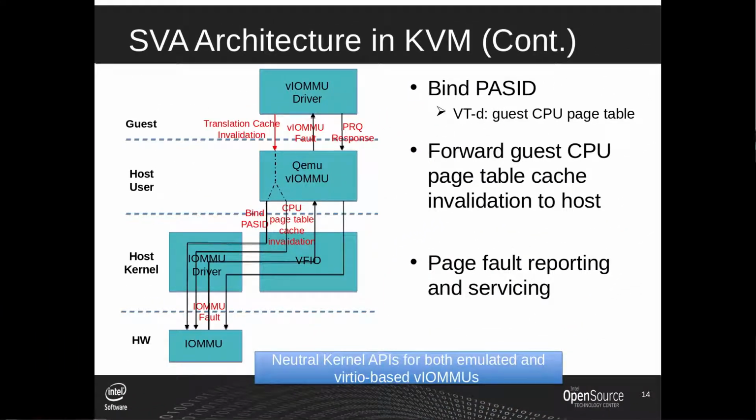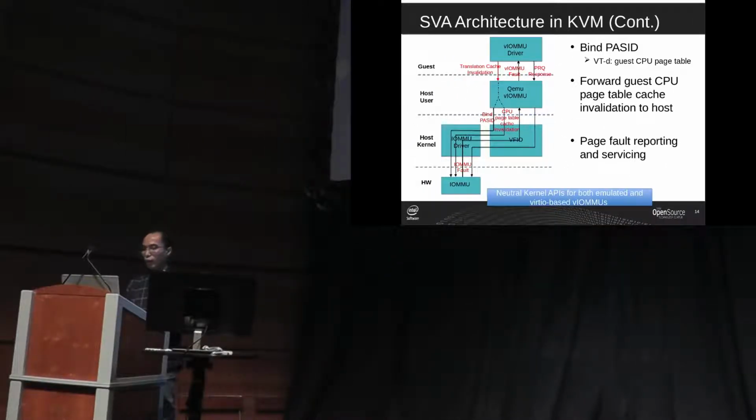Okay, so you may notice that there are some APIs between the kernel IOMMU driver and the VFIO. Actually, as I mentioned, we have no specific requirements for the virtual IOMMU implementation. It can be either emulated or virtio-based. So our API will also be common for both implementations. And my colleague Jacob will mention more about such convergence between different implementations.